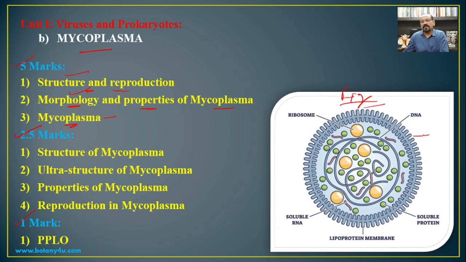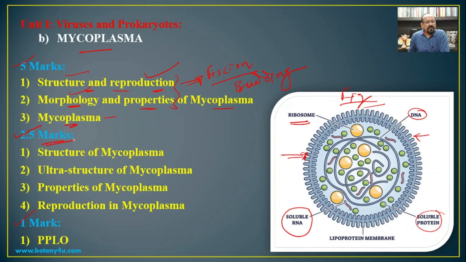Here the three-layered plasma membrane, which is lipoproteinous in nature, contains the genetic material, that is the DNA, then ribosomes containing soluble RNA and some soluble proteins. So you have to provide this diagram in all these three types of questions. Along with it, you have to provide an account of reproduction, and reproduction of the mycoplasma is by means of binary fission and the second is by means of budding. So these two common methods of reproduction are found in the mycoplasma.